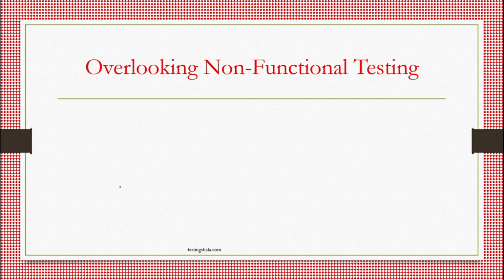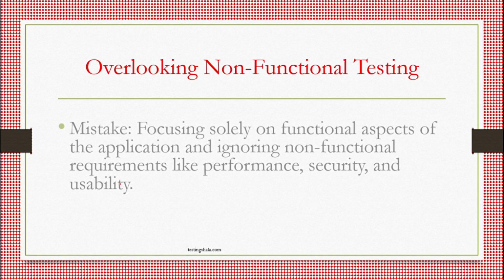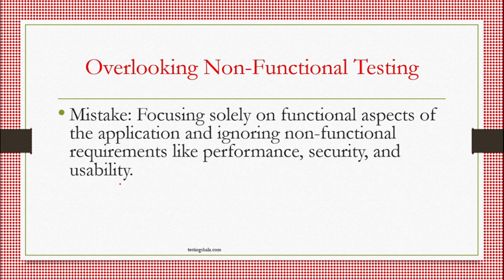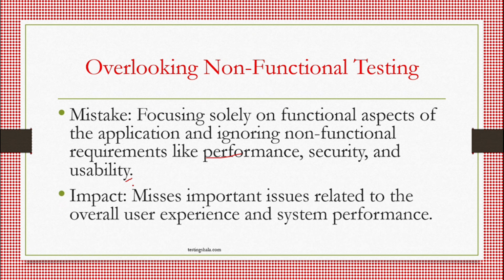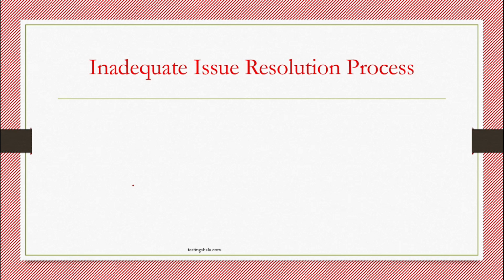And the next one is overlooking non-functional testing. If you overlook non-functional testing as part of UAT, that leads to problems such as performance, security, or usability issues. The impact again is that the user experience or system performance is not up to the mark if you overlook the non-functional testing aspects.